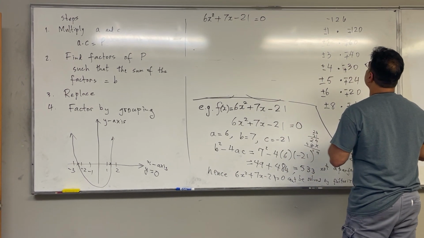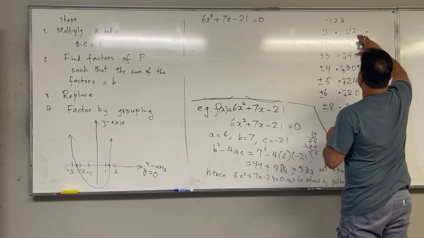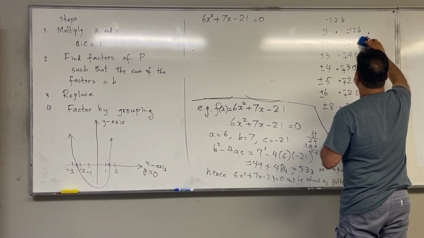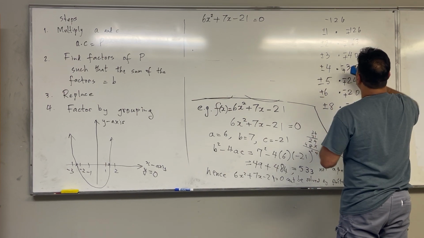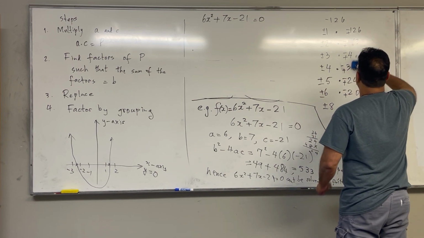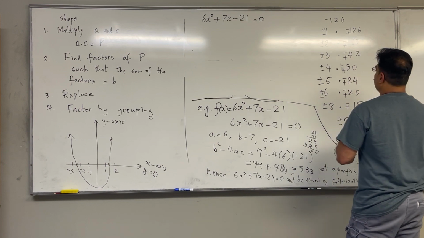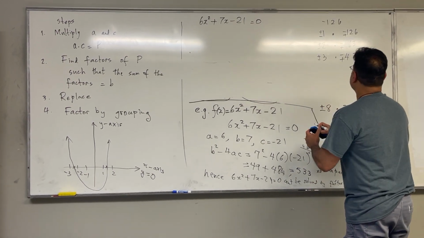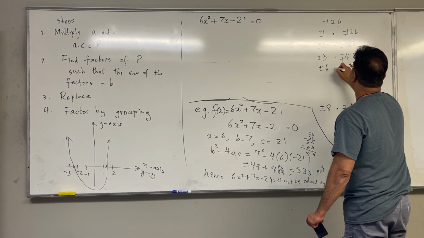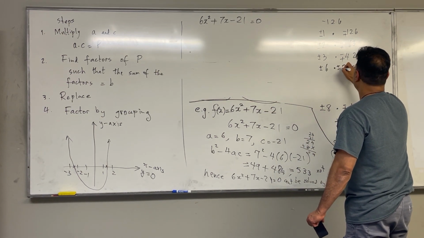And what are the factors of 126? Of course, these are the factors. With the 2, it is going to be 63. With the 3, it is going to be 42. It is not divisible by 4. It is not divisible by 5. It is divisible by 6. So when we divide by 6, we get 21.